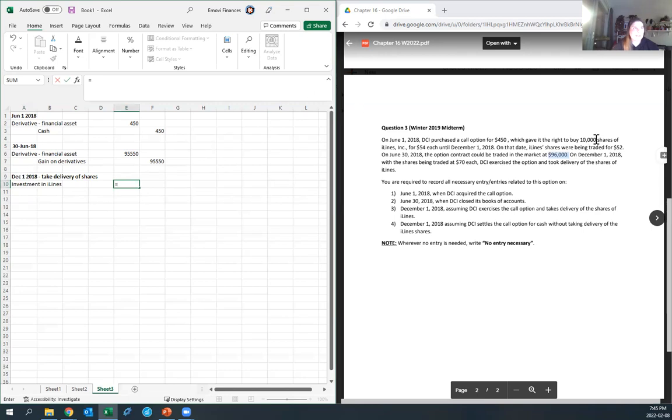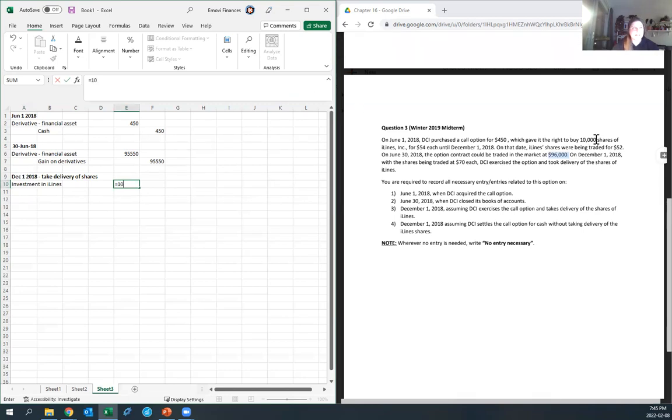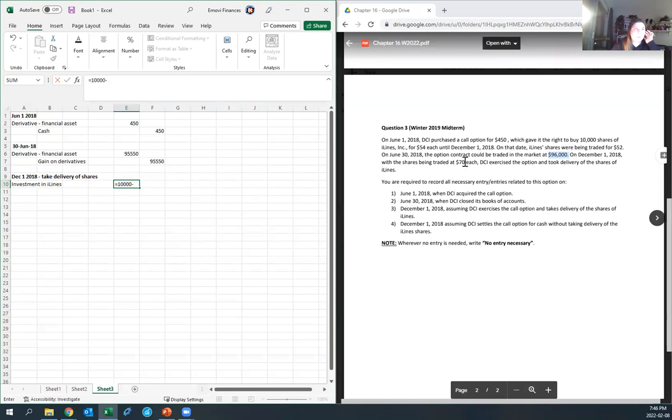So they can buy 10,000 shares. So the number of shares is 10,000. And the market price is $70 on December 1st, 2018. So it's going to be 10,000 times $70. They're going to reduce their derivative financial asset by the amount that they have in the books, which is 96,000. But if you want to see here, it's the increase on June 1st and the increase on June 30th.